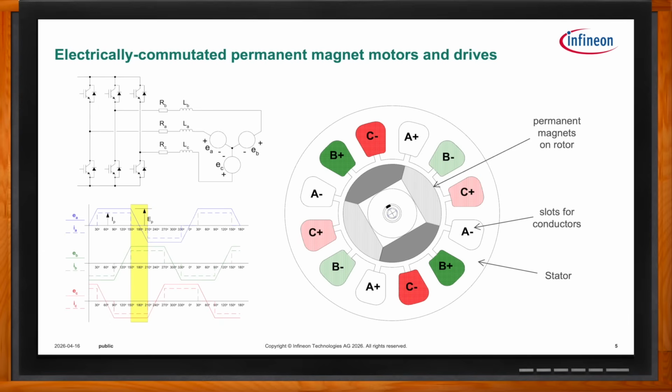Now, not every motor has to be designed this way, but this is the most common type that we see in these servo motor types of applications. What we're showing here is what we call a trapezoidally commutated motor. There are other types as well, including sinusoidal. So, Eric, can you explain a little bit about the different methods here?